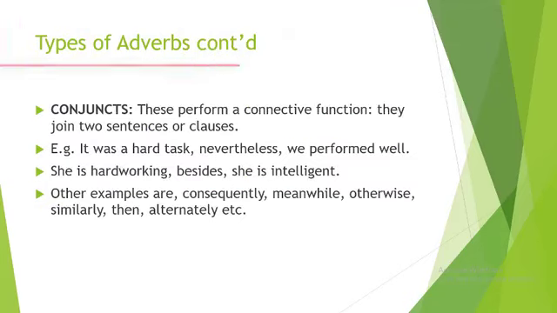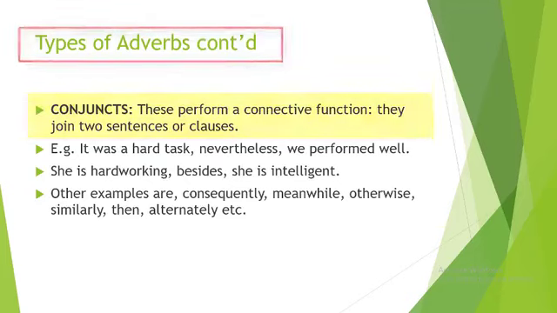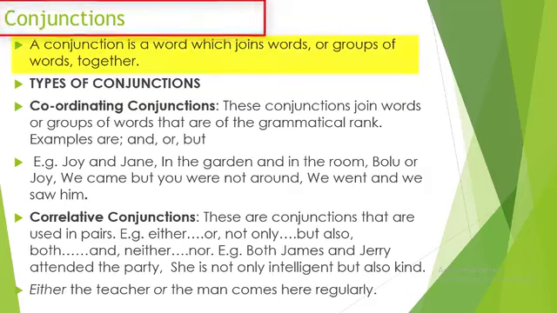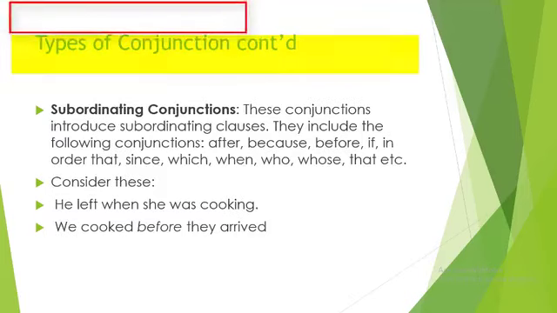Okay? Then we also have conjuncts, which are used to join sentences and clauses together. Then we have conjunctions. Conjunction is a word that is used to join words or group of words together. Okay? Then we have types of conjunctions. We have what we call coordinating conjunctions. We have correlative conjunctions, and we have subordinating conjunctions.